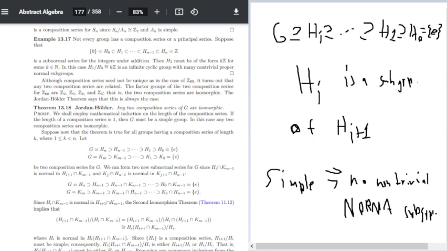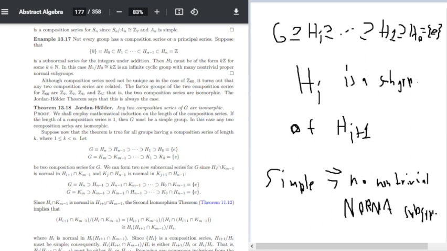Example 13.17. Not every group has a composition or a principal series. Suppose that 0 equals H0, subset of H1, subset of all the way to H sub n minus 1, subset of H sub n equals Z, is a subnormal series for the integers under addition. Then H sub 1 must be of the form kZ for some k. In this case, H1 over H0 is isomorphic to kZ, an infinite cyclic group with many non-trivial proper normal subgroups.